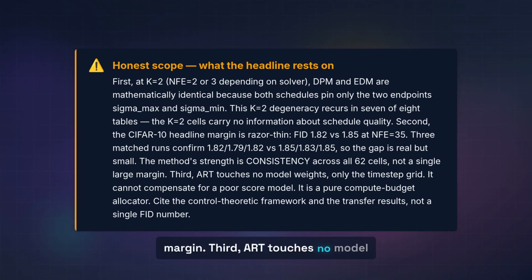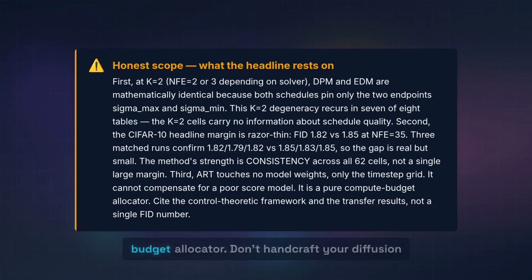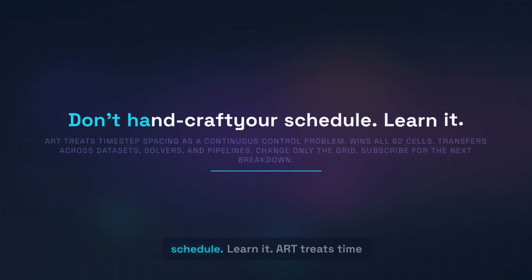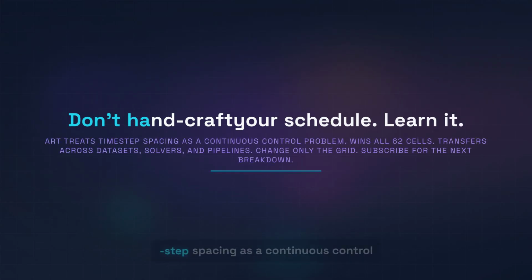Third, ART touches no model weights, only the grid, so it cannot compensate for a poor score model. It is a pure compute budget allocator. Don't handcraft your diffusion schedule, learn it. ART treats timestep spacing as a continuous control problem, wins every reported cell, and transfers across datasets and solvers without retraining. Change only the grid. Keep everything else.